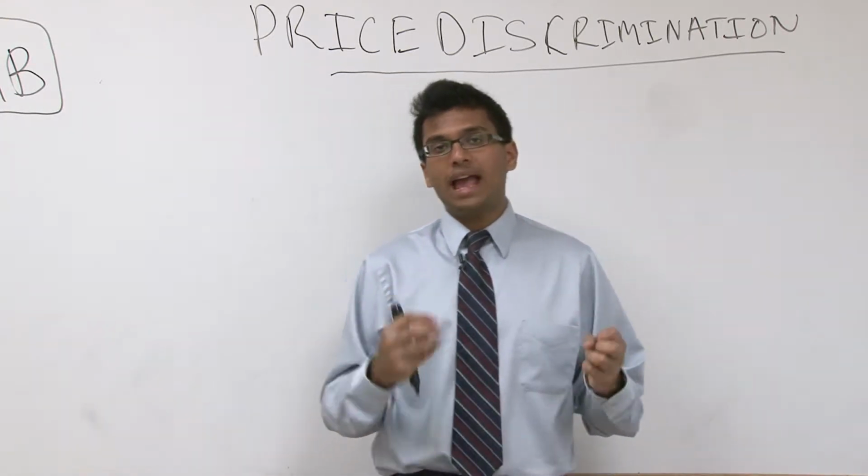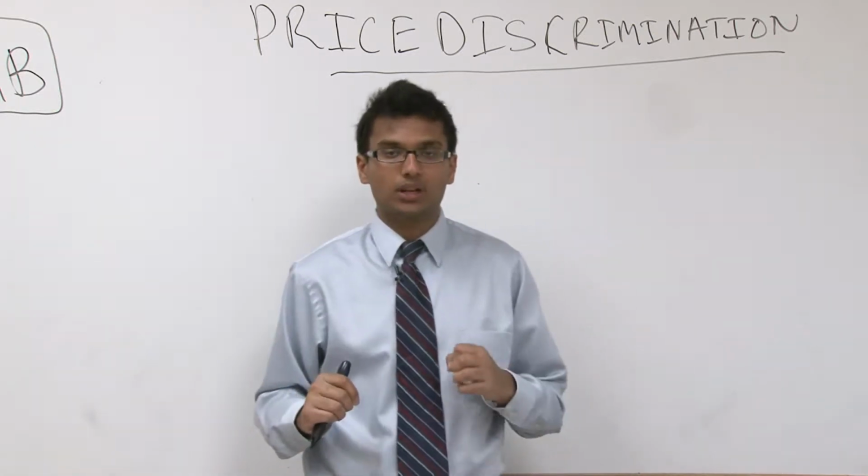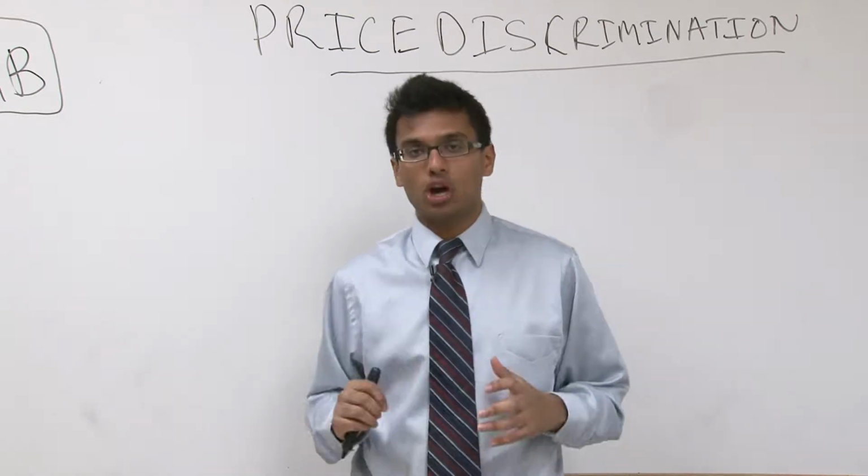Okay, so if I have this power to price discriminate, what I can do is, you, person A, I'm going to offer the camera for $1,000.